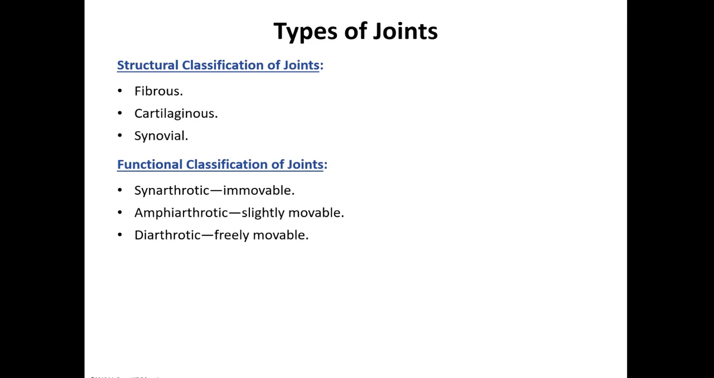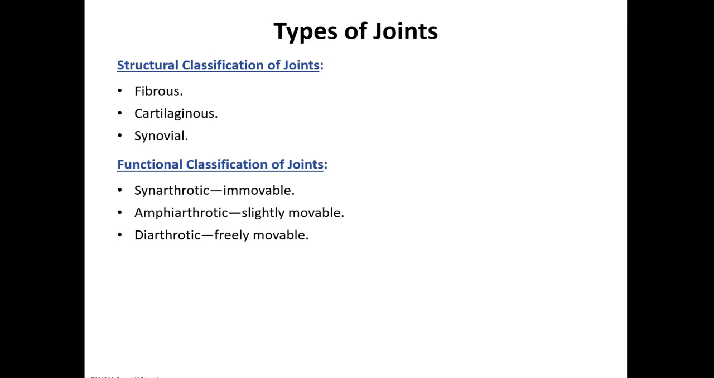So joints can be classified based on the type of connective tissue found at the joint or based on the degree of movement allowed by the joint. If a joint is freely movable, that's a diarthrotic functional type of joint. If a joint is slightly movable, that's an amphiarthrotic functional type. If a joint rarely moves at all, that's a synarthrotic functional type of joint.